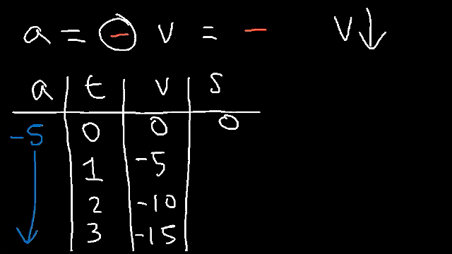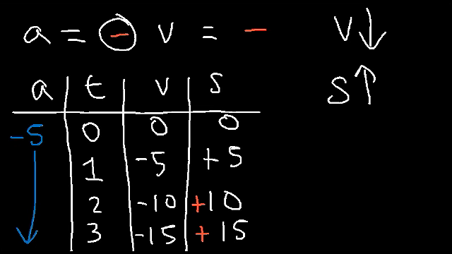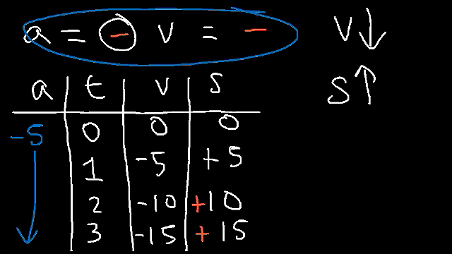Now what about the speed? If velocity is -5, the speed is +5. And if velocity is -10, the speed is +10. And here it's going to be +15. So even though the velocity is decreasing, the speed is still increasing. So as you can see, whenever acceleration and velocity have the same sign, the speed is increasing. Now let's say if acceleration is positive and if velocity is negative. Let's see what's going to happen in this case.